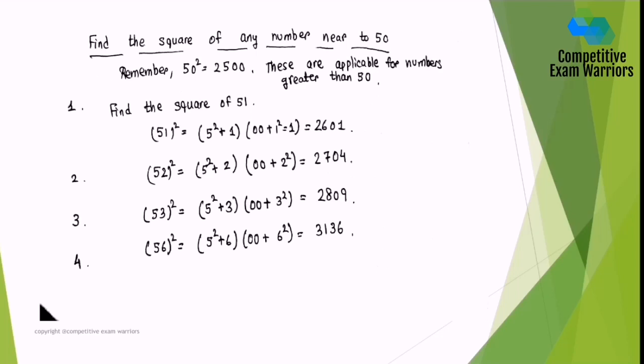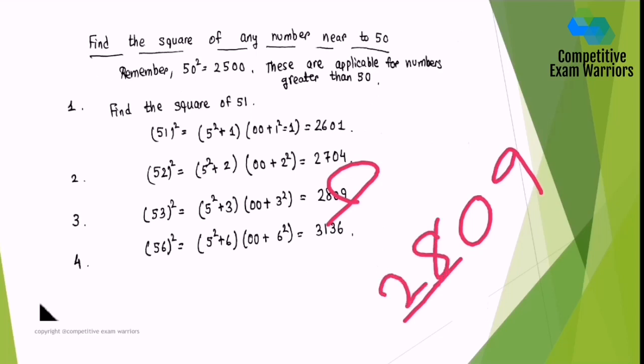Look at the next example also, 53 square. How to find it out? It's 3 more than 50, so these two digits will be 0 0 plus 3 square, that will be 09. Now let's look at the first two digits. 3 more than 50, that will be 50 by 2, 25 plus 3, that will be 28. So the answer is 2809.